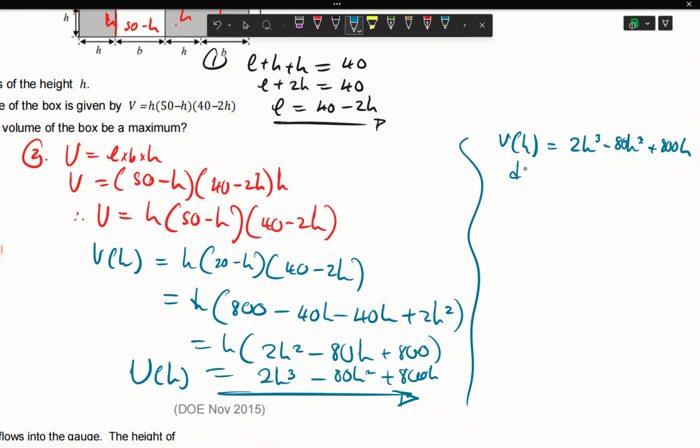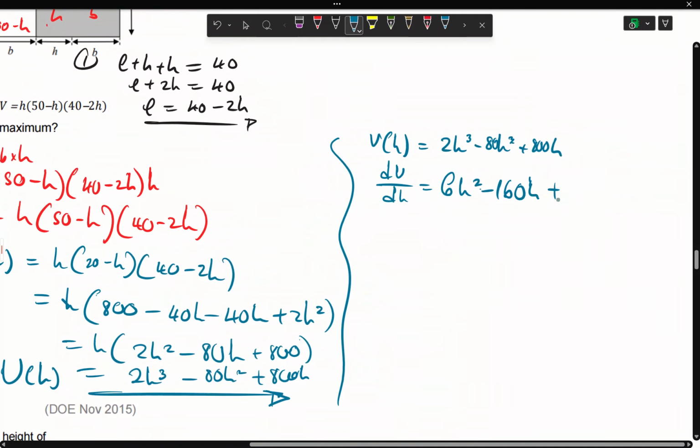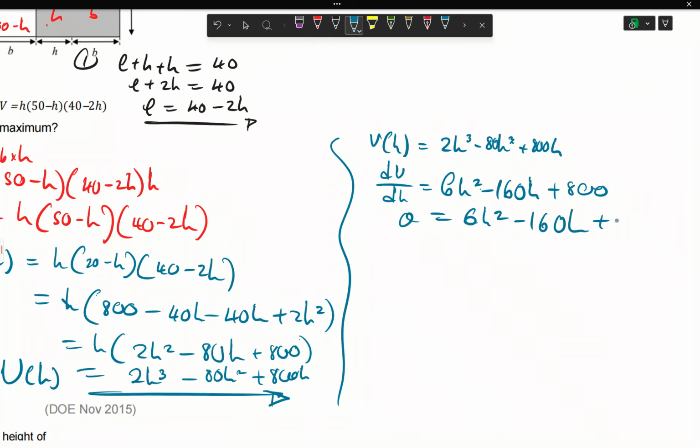So now take the derivative of the volume with respect to h. Using the power rule, this is 6h squared. 80 times 2 is negative 160h, plus 800. You have to equate this to 0, so you have 6h squared minus 160h plus 800 equals 0. Now, to solve this, let's divide both sides by 6.